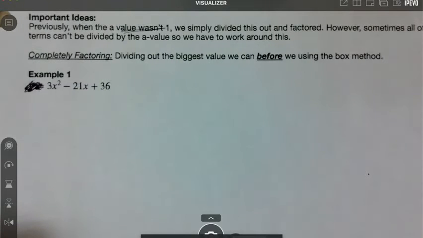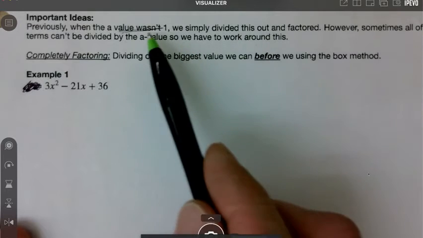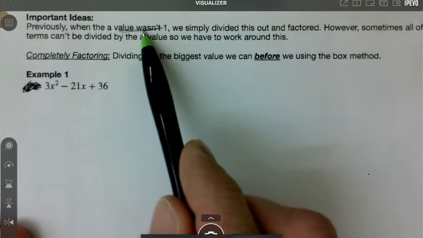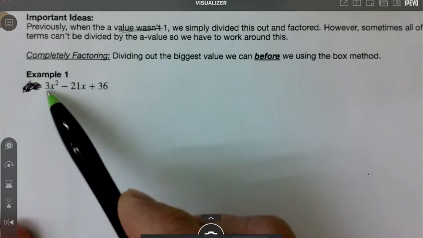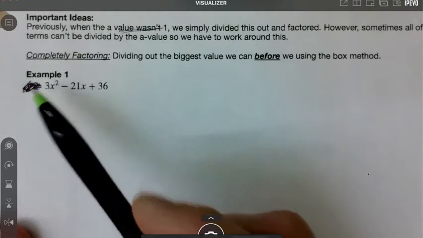All right. Hi, everyone. While I'm out, we're going to take a look at a little bit more advanced factoring. Specifically, what I mean is when the a value isn't 1. And so when we're thinking about the a value, what I really mean is the number in front.